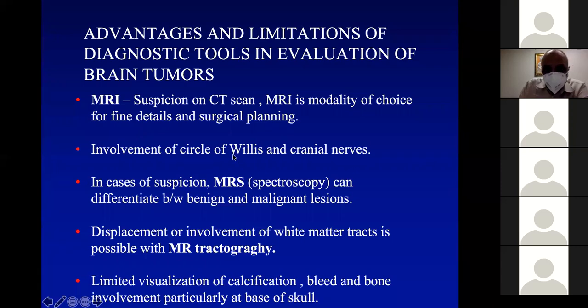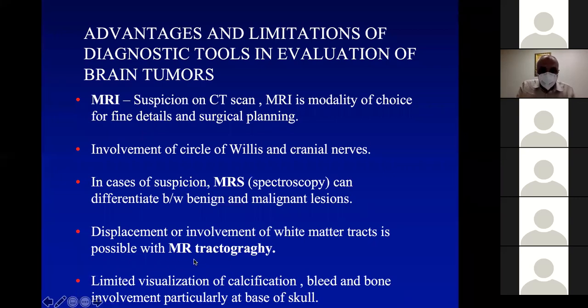It will also identify if there are vessels involved in the circle of Willis, or any of the cranial nerves involved. If there is a suspicion of the brain tumor, whether it's benign or malignant, there is another sort of sequence or different examination performed under MRI, and that is called MRS or MR spectroscopy.